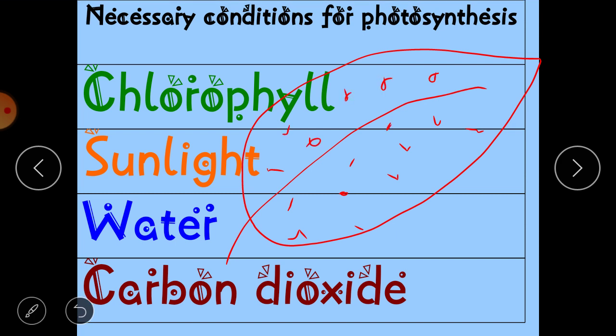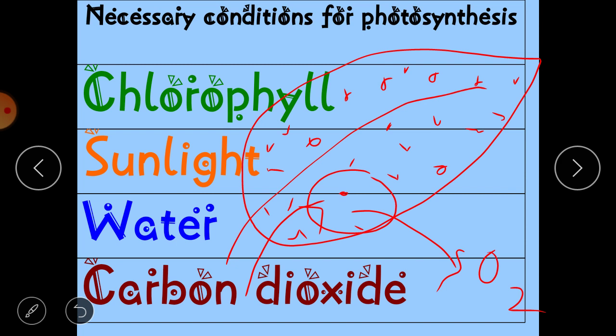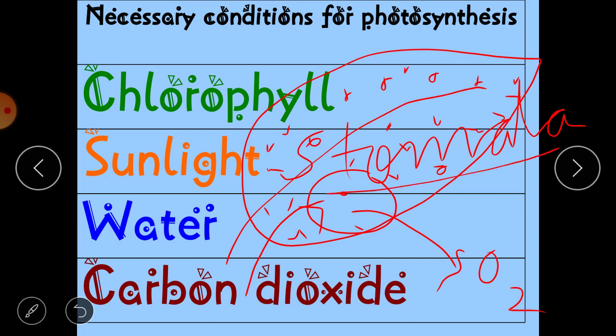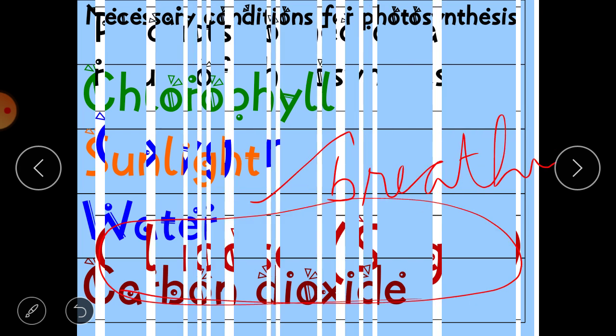There are very small and so many pores present in the leaves, and these pores help to exchange gases. Carbon dioxide moves into the plants and oxygen is given out by the plants through these leaves. So these small pores are known as stomata. So these stomata help leaves to exchange gases, to absorb carbon dioxide and to give out oxygen. So these things are clear to you.